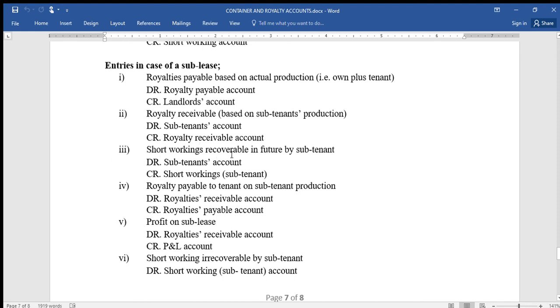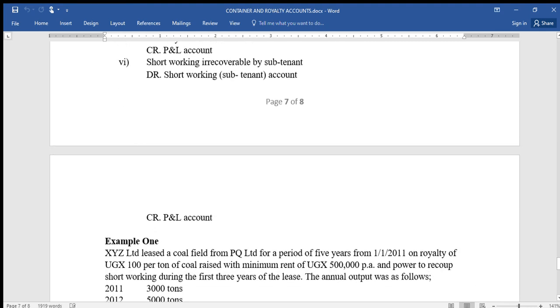Then in case of short workings recoverable in future by the subtenant, we debit the subtenant's account and we credit the short workings account. Then for royalty payable to tenant on subtenant production, we debit royalties receivable account and we credit royalties payable account. Then for profit on subleasee, we debit the royalty receivables account and we credit profit or loss. Then lastly, short workings irrecoverable by the subtenant, we debit short workings account and then we credit profit or loss.